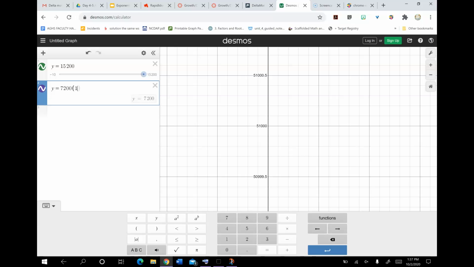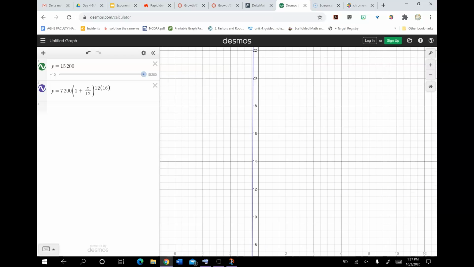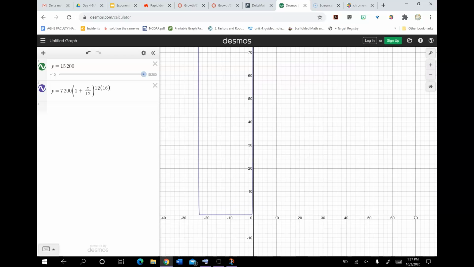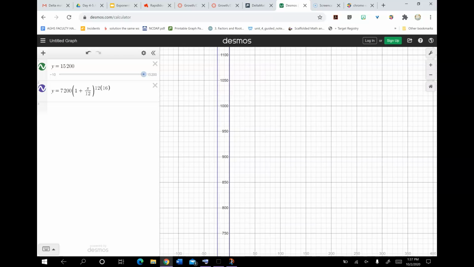And then it's 1 plus, I don't know my R, so we're going to make it an X, divided by 12, get out, parentheses, raise it to the 12 times 16. Okay? All right, let's find that intersection. I'm actually going to go and zoom back home and then zoom out some. Okay? And then scroll.